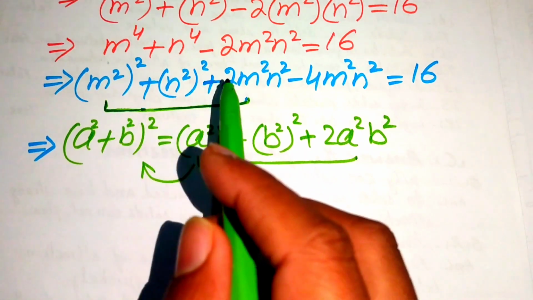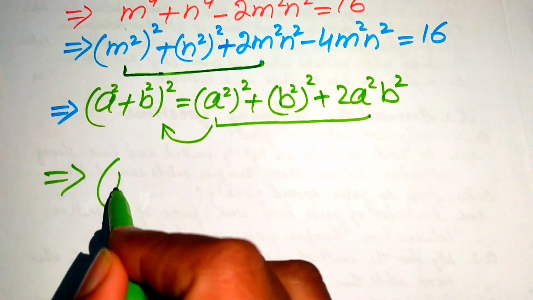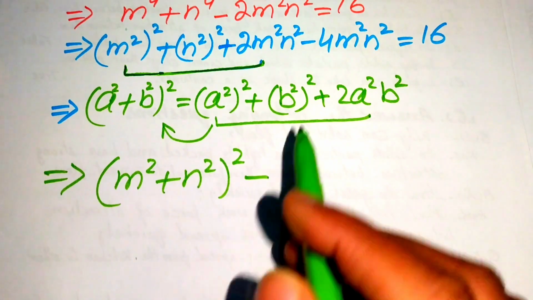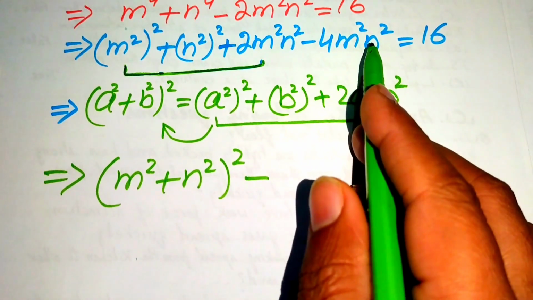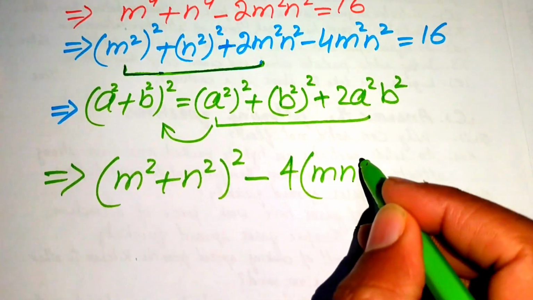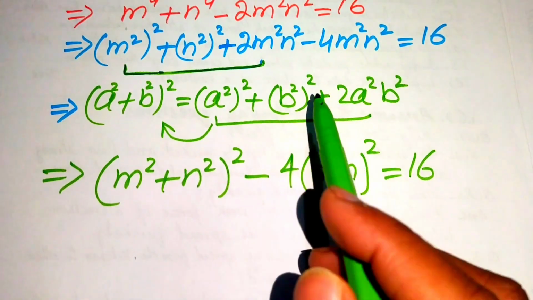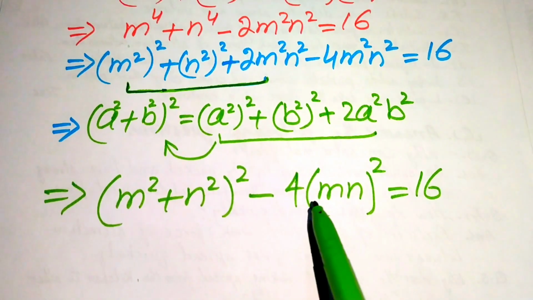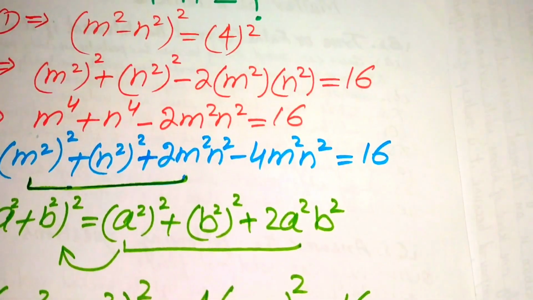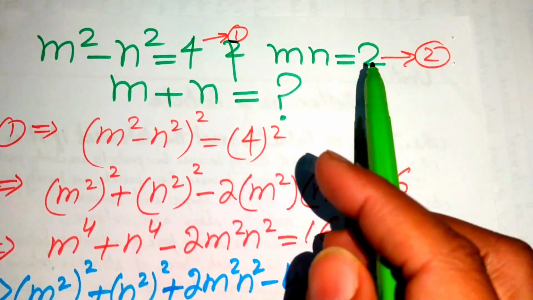So we write this expression as m square plus n square and its whole square minus 4 times m square n square, and we write it as 4 times m multiplied by n and its whole square. Here we combine the square of m and n. In the next step you focus on the given question statement, and equation number 2 tells us that the value of m n equals 2.